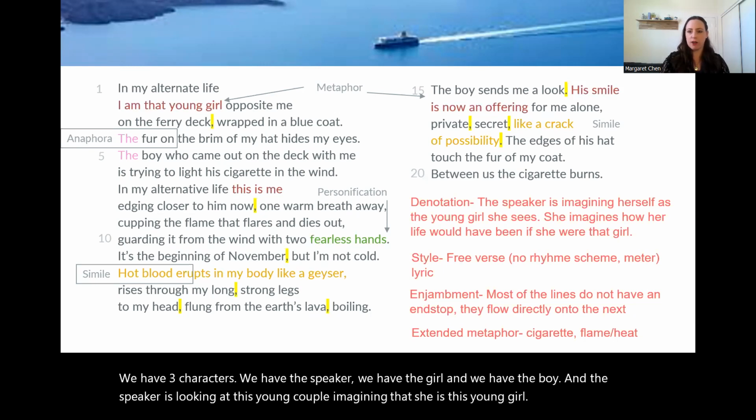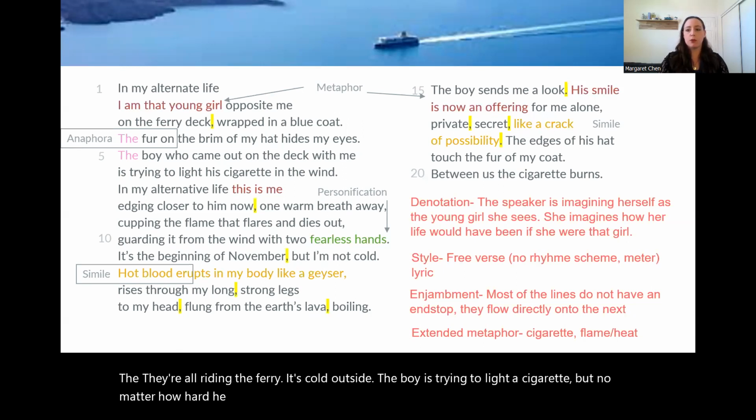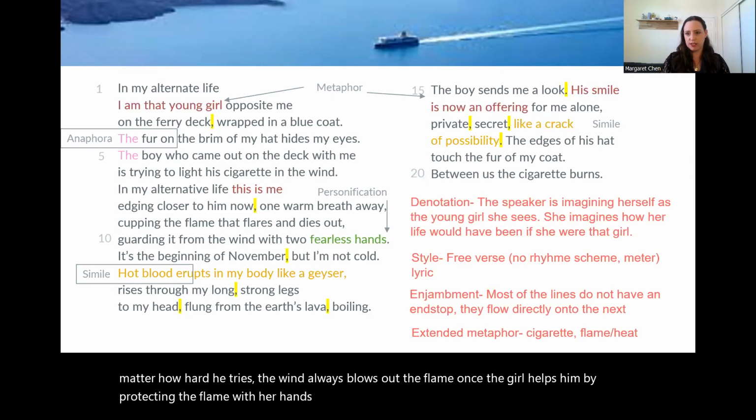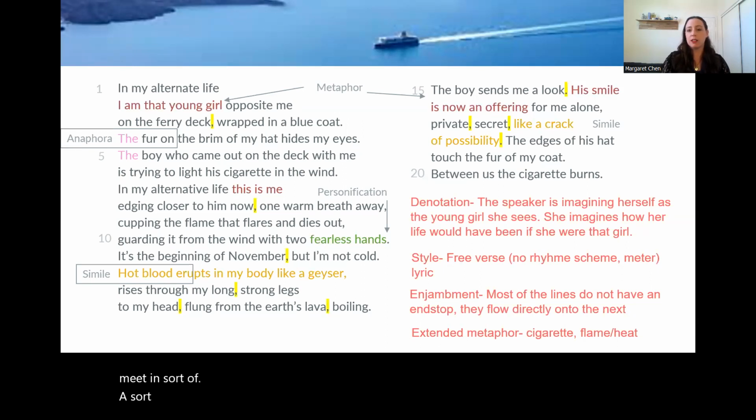They're all riding the ferry. It's cold outside. The boy is trying to light a cigarette, but no matter how hard he tries, the wind always blows out the flame. Once the girl helps him by protecting the flame with her hands, he's able to successfully light the cigarette. And then they meet in a sort of embrace, and the cigarette continues to burn.